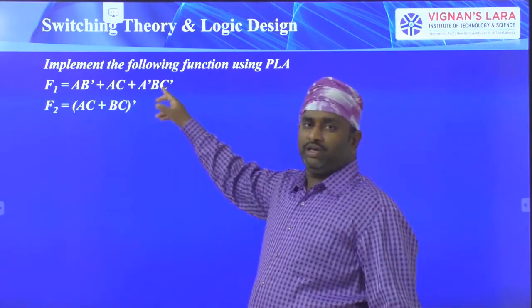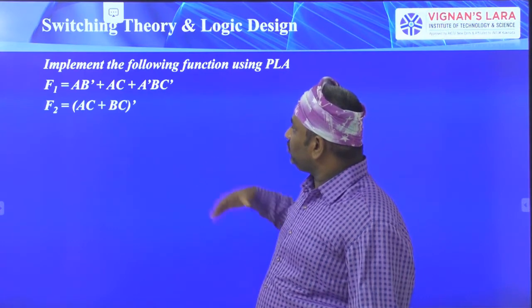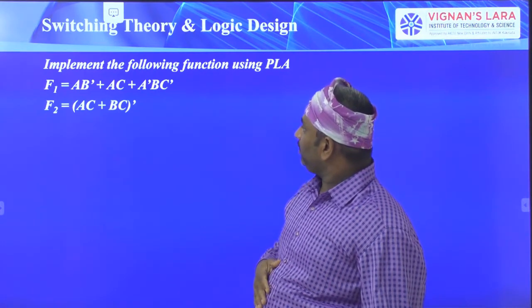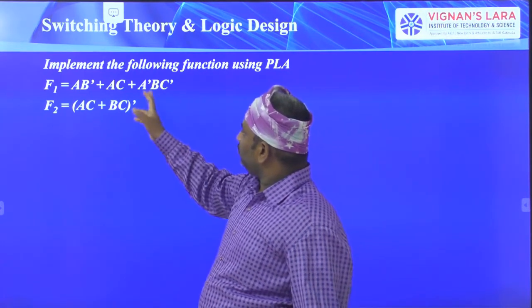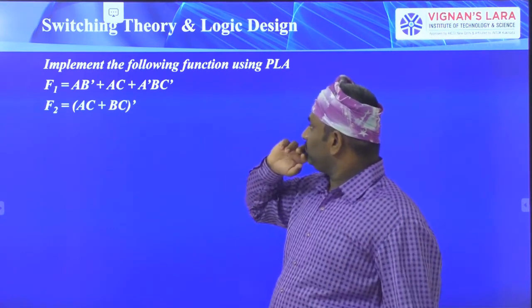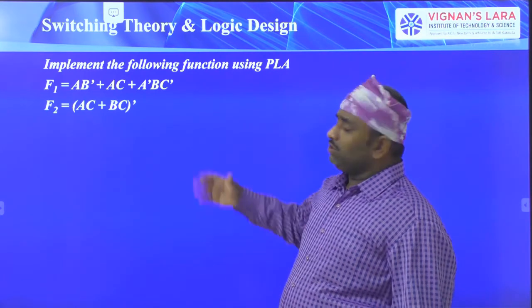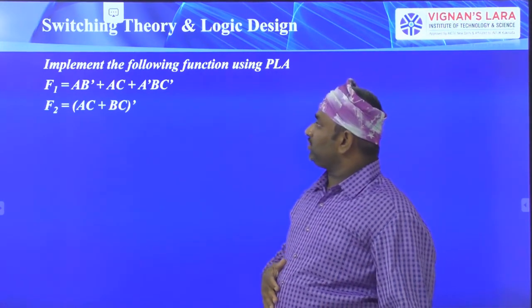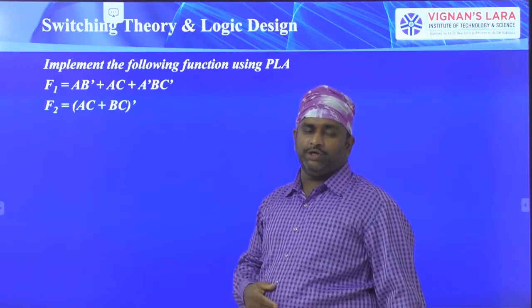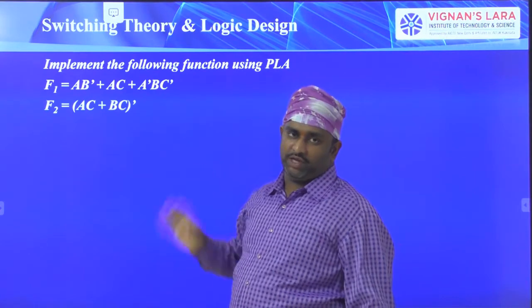Next, coming to F1, which is AB bar plus AC plus A bar BC. Is there any chance to reduce that expression? Is there any chance to take B common? No. A common? No. If you take the common, there is no possibility. So there is no possibility to minimize the F1 expression also. See those two F1, F2 expressions.